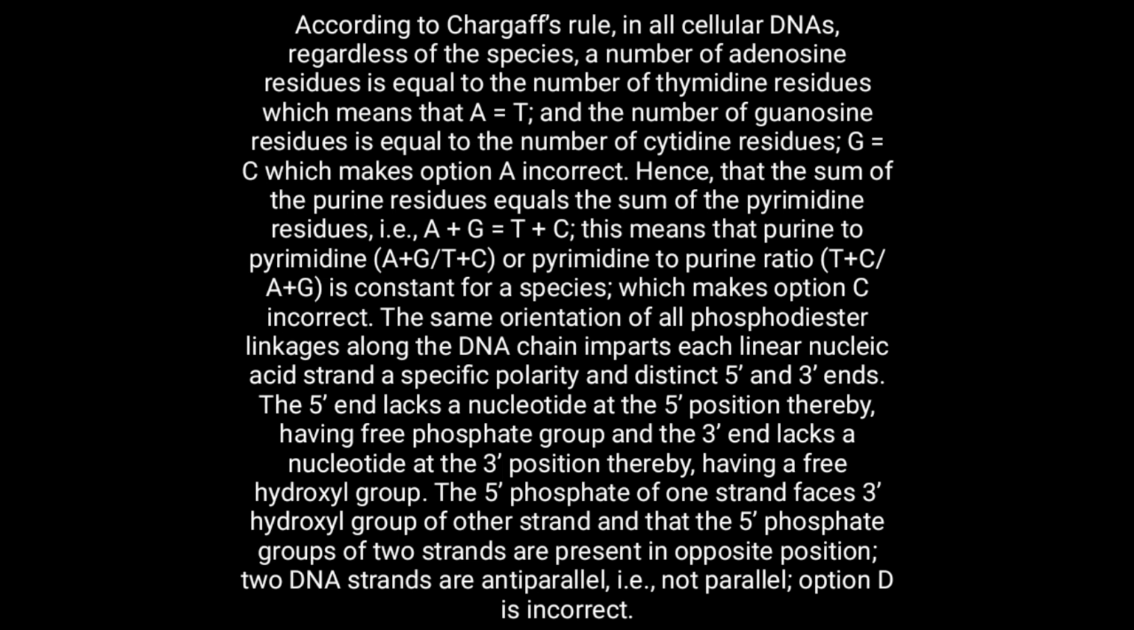According to Chargaff's rule, in all cellular DNAs, regardless of the species, the number of adenosine residues is equal to the number of thymidine residues, which means that A equals T, and the number of guanosine residues is equal to the number of cytidine residues, G equals C, which makes option A incorrect. Hence, the sum of purine residues equals the sum of pyrimidine residues, that is A plus G equals T plus C. This means that the purine to pyrimidine ratio is constant for a species, which makes option C incorrect.